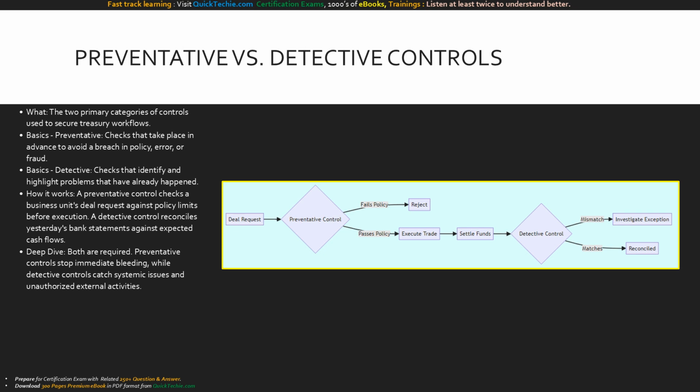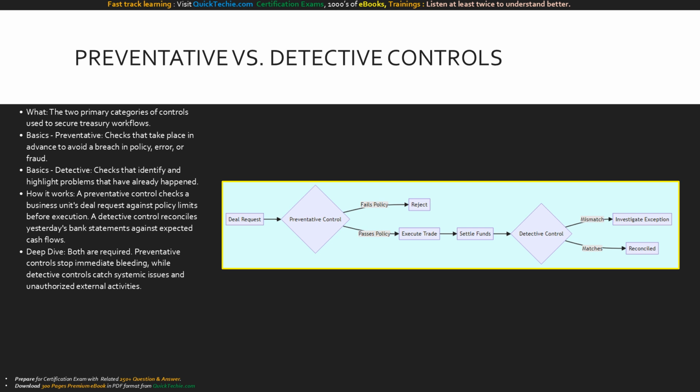Now we must categorize our control mechanisms. What are the two types, preventative and detective controls? Let's cover the basics. Preventative controls are checks that take place in advance. Their job is to stop a policy breach, an error, or a fraud attempt before the transaction is ever executed. On the other hand, detective controls are designed to highlight problems that have already occurred.